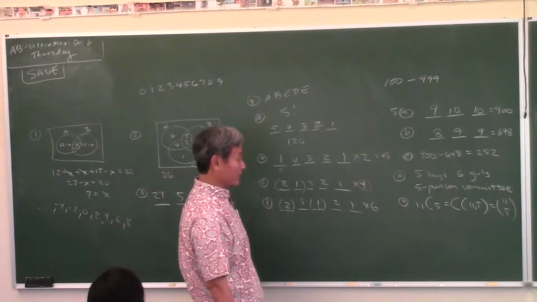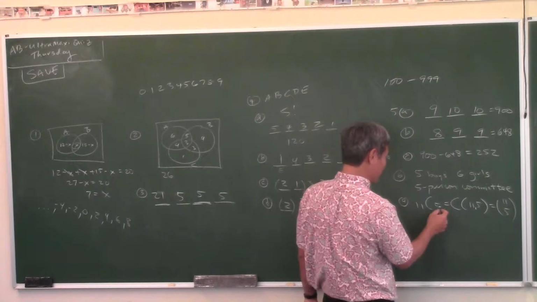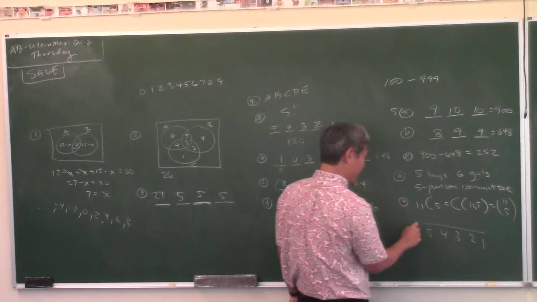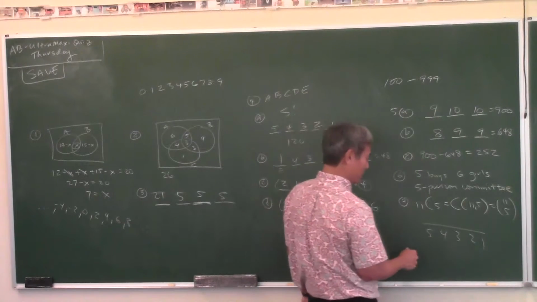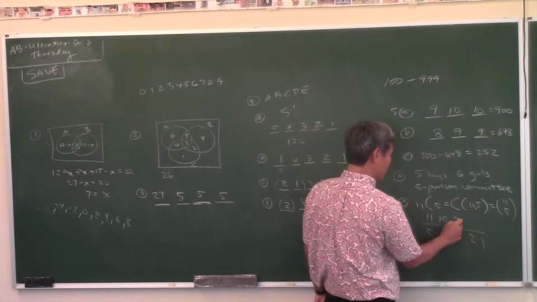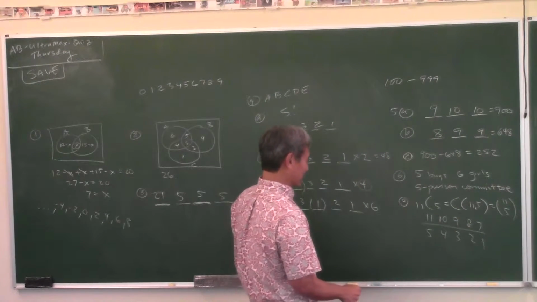Now, you're not going to get to use a calculator, so you have to compute. How do you compute 11 choose 5? 5, 4, 3, 2, 1 on the bottom if we use the shortcut method I taught you. And then what goes on the top? 11, 10, 9, 8, 7. And then you just let the canceling begin.